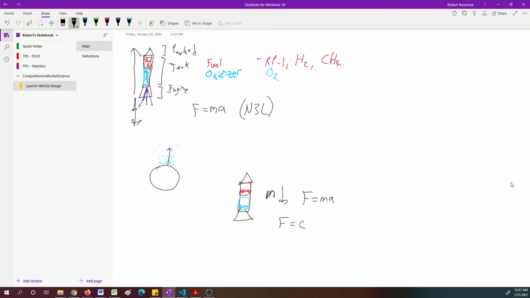We'll go into the rocket equation in depth in future videos, but for now, just think: you have a constant force, a mass that's decreasing. What happens to the acceleration? It's going up.